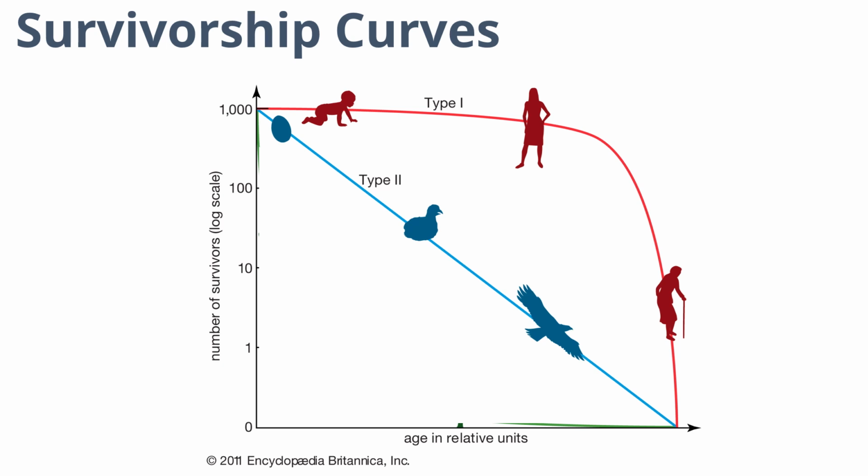Birds are an example of an intermediate or type 2 survivorship curve because birds die more or less equally at each age interval, and that's why you see this negative sloping linear line here. So these organisms typically have few offspring, and they provide significant parental care.